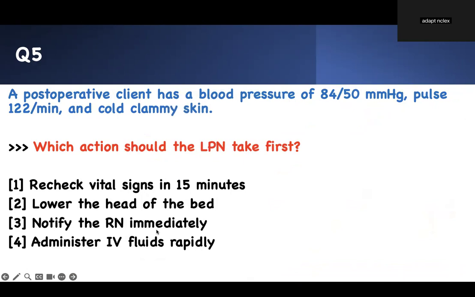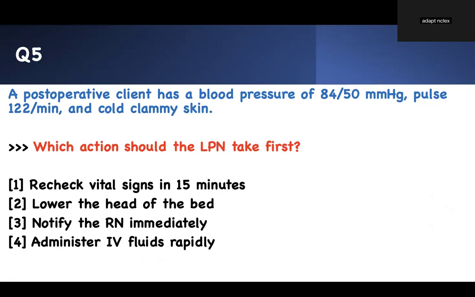We are midway. How are you doing? Let me know your score. This is also a test-taking strategy, content mastering on LPN questions, critical thinking, right? Which action should the LPN take first? Another prioritization. A post-operative client has what? Blood pressure 84/50. That's your buzzword.